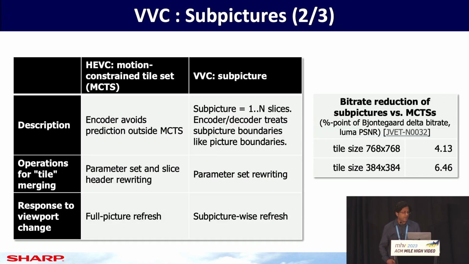This shows a comparison of MCTS and sub-pictures. I described many of these things. Some of the other aspects: when you use MCTS, you need to rewrite parameter sets when you do some kind of bitstream manipulation. And even slice headers need to be rewritten, which is a bit cumbersome, whereas with VVC, you don't need to rewrite slice headers. Only the parameter sets need to be rewritten.